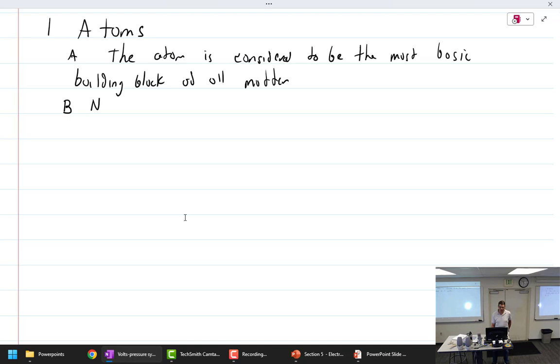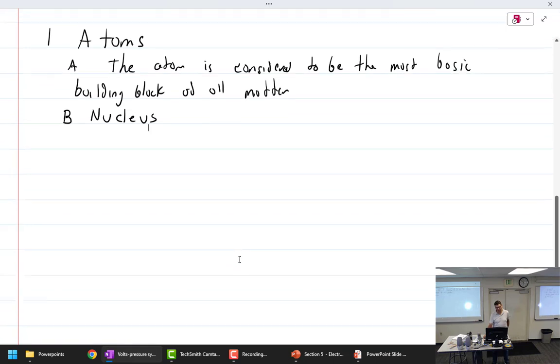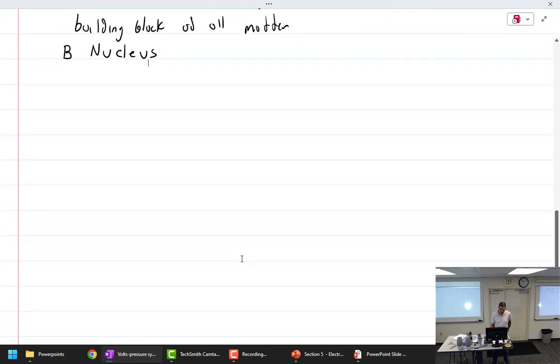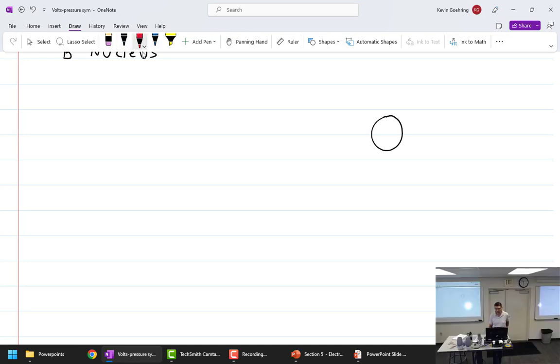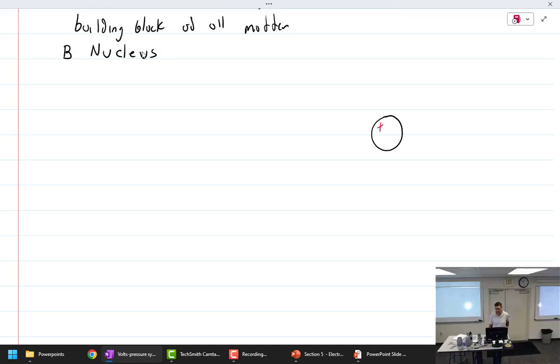So if we talk about an atom, we'll build a model of an atom. First thing we have is the nucleus. That is the tasty center of it. So here we have the nucleus. That's my nucleus. And inside of my nucleus, we have a couple of things. We have protons and neutrons. So we can go over here with the red one and have a proton. I'll give myself 2 protons.